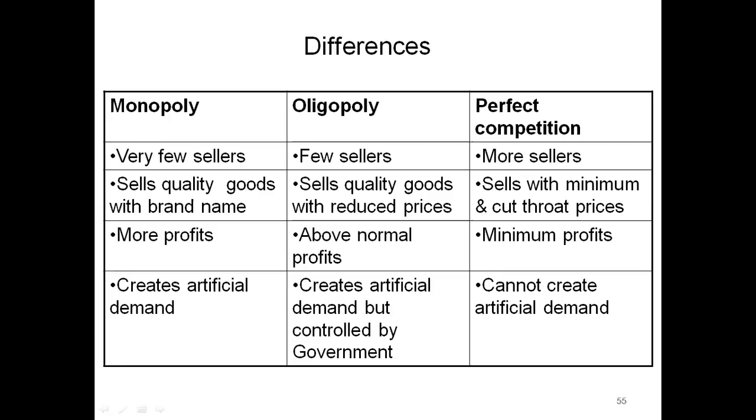Next, we will slowly see what the differences are. So, in monopoly, very few sellers will be there. Oligopoly, few sellers, and perfect competition, you'll be having more sellers. Monopoly sells quality goods with brand name. Monopoly has more markets. Oligopoly has above normal profits, creates artificial demand. Under government control, one cannot create artificial demand; that is perfect competition.